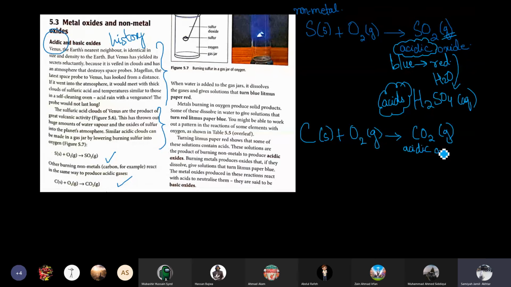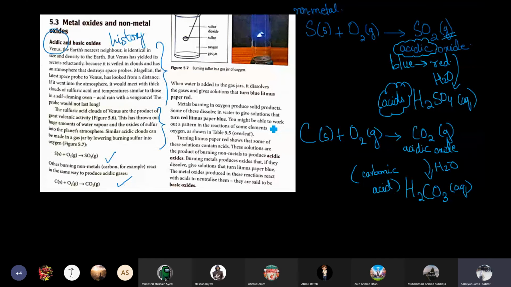Acidic oxide. And when this acidic oxide is dissolved in water, it gives carbonic acid, H2CO3, aqueous carbonic acid. And this solution again turned blue litmus red, so it means they give acids. Hence we prove that these non-metal oxides are acidic, and when we dissolve them in water, they give aqueous acids, and they turn blue litmus red. So it means they have all the acidic properties. Next they've written about metals.